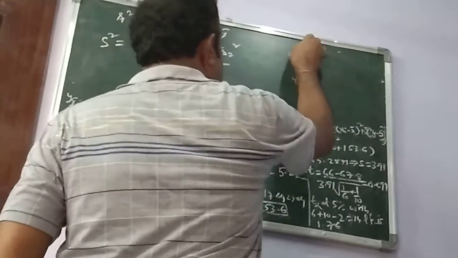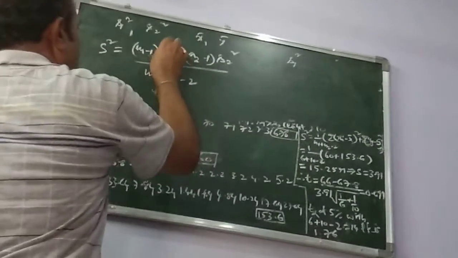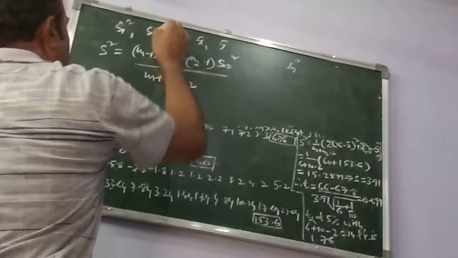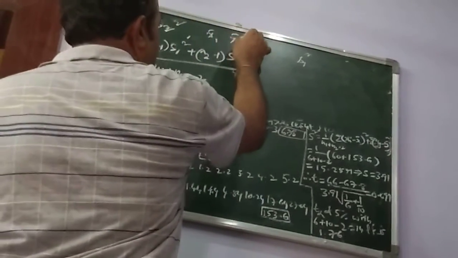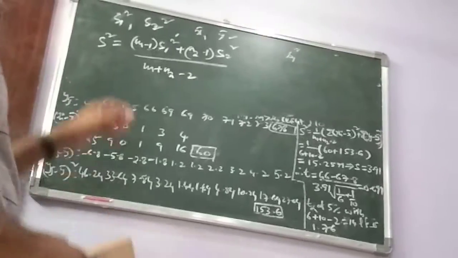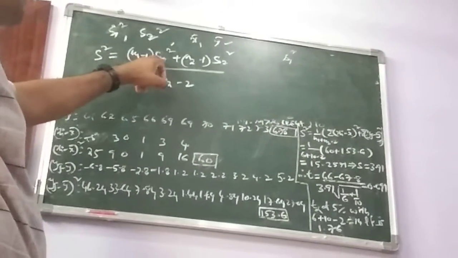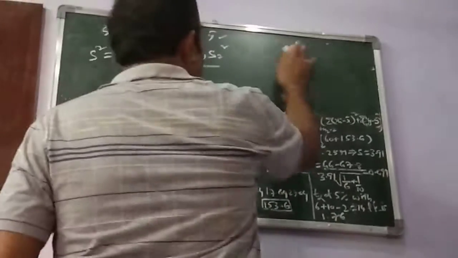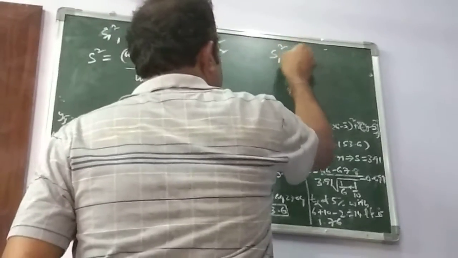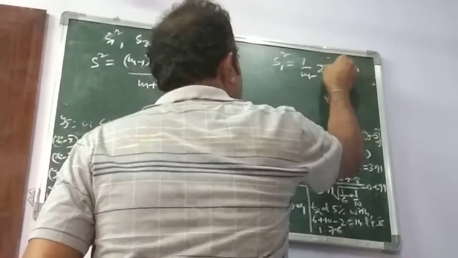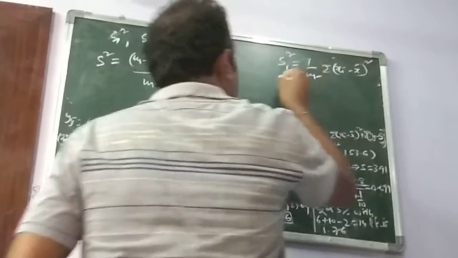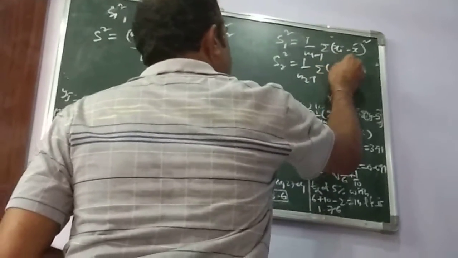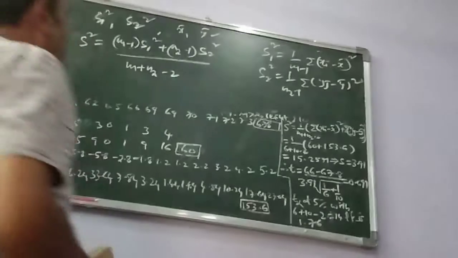Here the sample variances capital S1 square and capital S2 square will be given, and the corresponding sample means will be given. We want to estimate the combined variance using this formula: n1 minus 1 times capital S1 square plus n2 minus 1 times capital S2 square, by n1 plus n2 minus 2. We know the formulas of the individual sample variances: S1 square is 1 by n1 minus 1 summation of xi minus x bar whole square, and S2 square is equal to 1 by n2 minus 1 summation of yj minus y bar whole square. Okay, so this is the form.